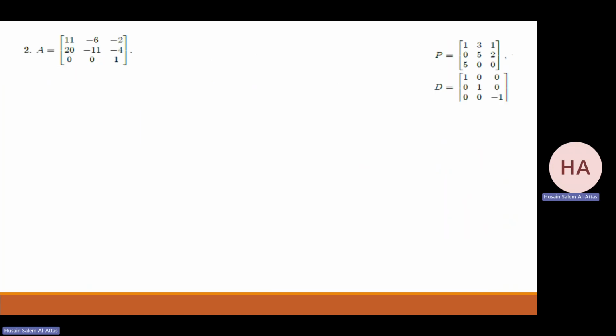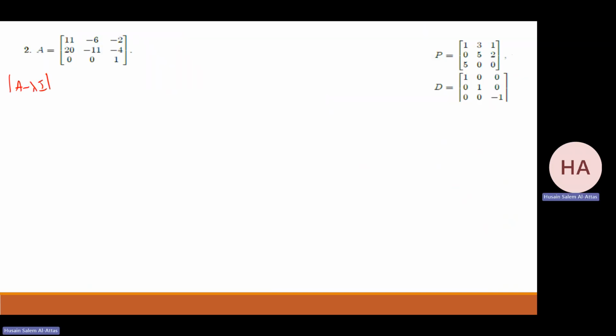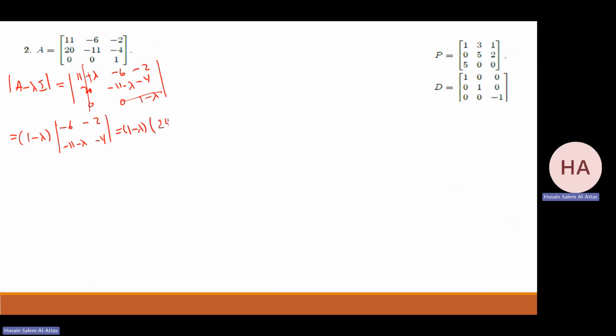Let me do more problems. Yeah, this one. Let me find the eigenvalues. That will be 11 minus lambda, minus 6, minus 2, 20, minus 11 minus lambda, minus 4, 0, 0, 1 minus lambda. I'll do the expansion with the last row, 1 minus lambda. What's the remaining? Take this and this: 11 minus lambda, minus 6, 20, minus 11 minus lambda. That gives me 1 minus lambda times 24 minus minus 2, so minus 22.